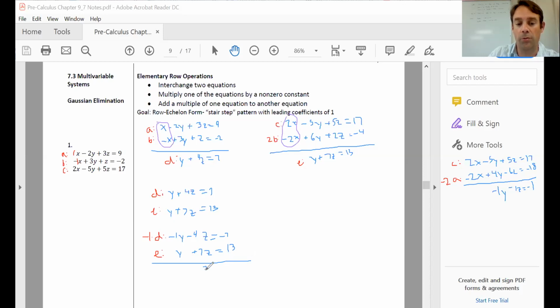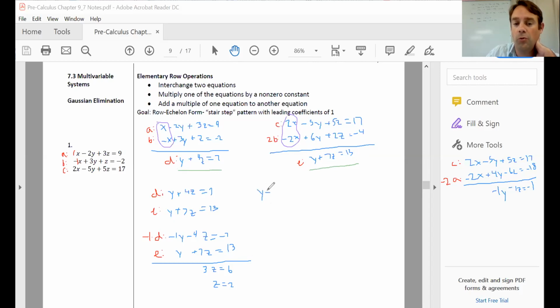I end up with 3z equals 6, which means z equals 2. So now that I found z, I'm going back into either equation D or E to figure out what y is. And it doesn't matter which one I go to. I can go to any one I want. But I'm going to pick one. I'll just pick D here.